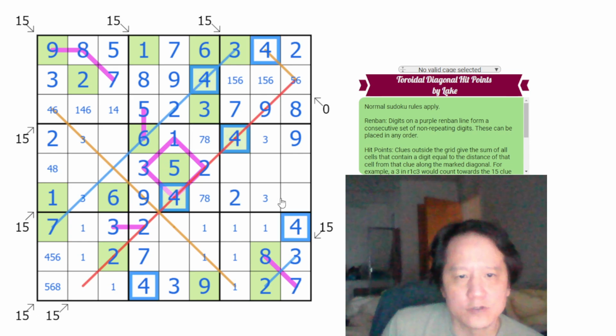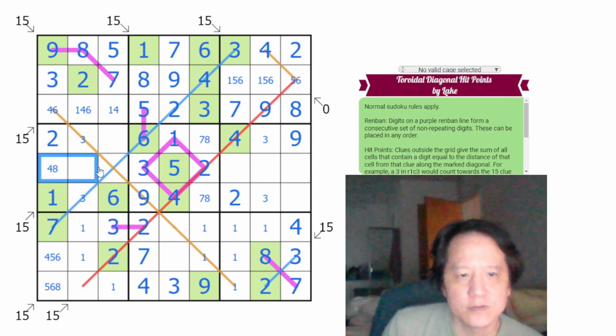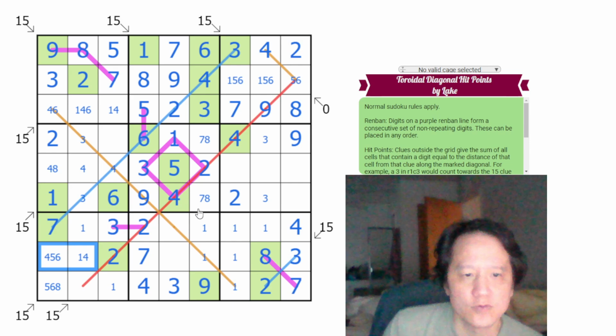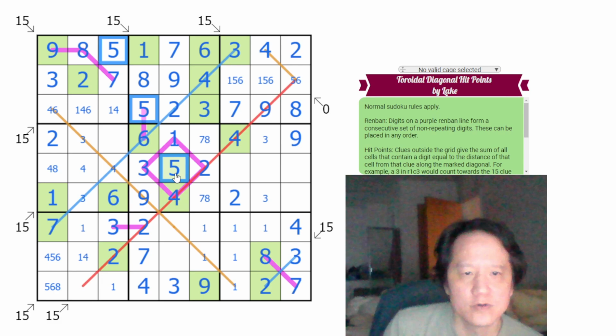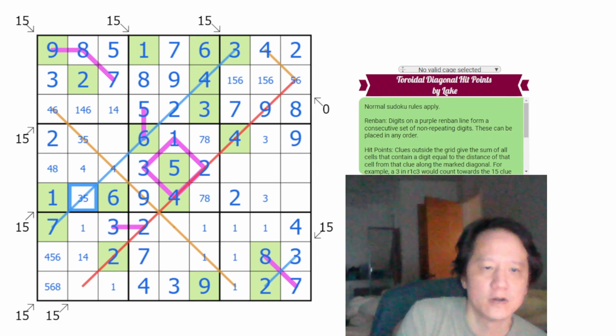What other 4s are there? One of these 3 is 4. One of these 3 is 4. And one of these 2 is 4. So we got 4s. 3's one of those. 5's. One of those 3's 5. This can't be 5. This can't be 5. Aha. So we have a 3-5 pair here.